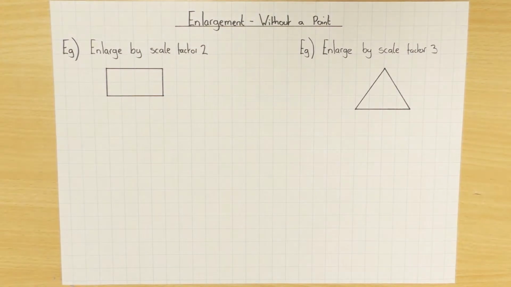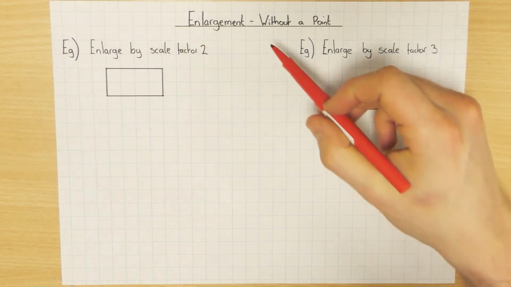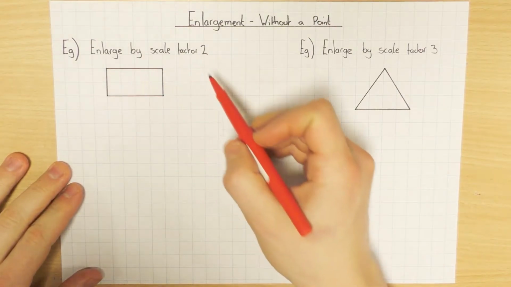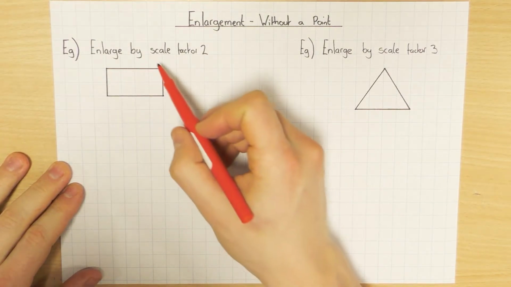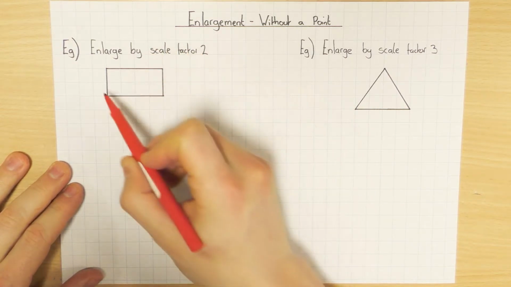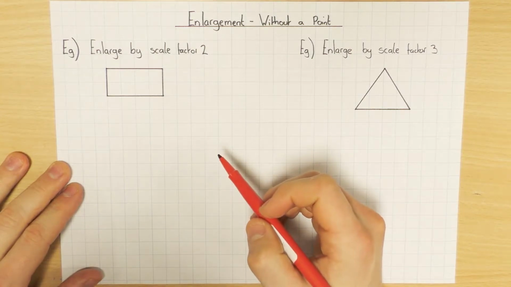Hi guys, in this video we're going to have a look at enlargement, and this is without a point, so this is like basic enlargement. So here we have our first example. Enlarge this shape here by a scale factor of 2. So all this means by the scale factor of 2 is that this shape needs to get twice as big.